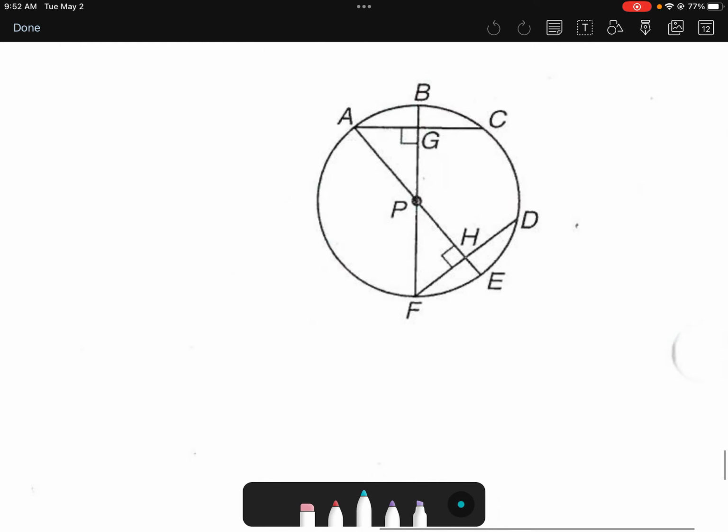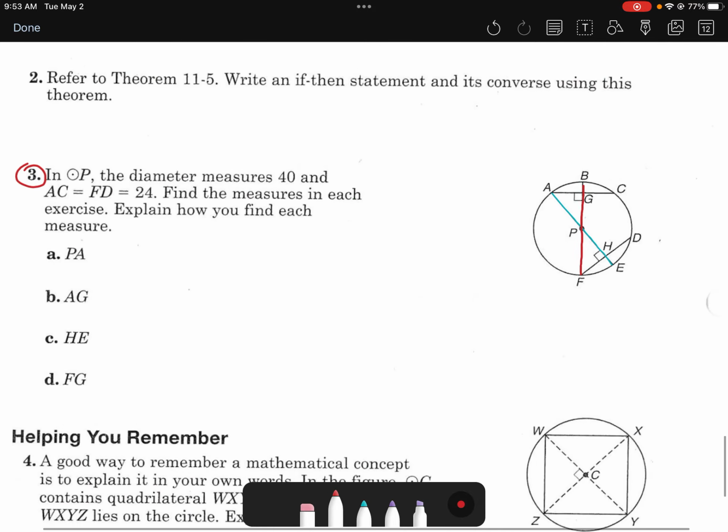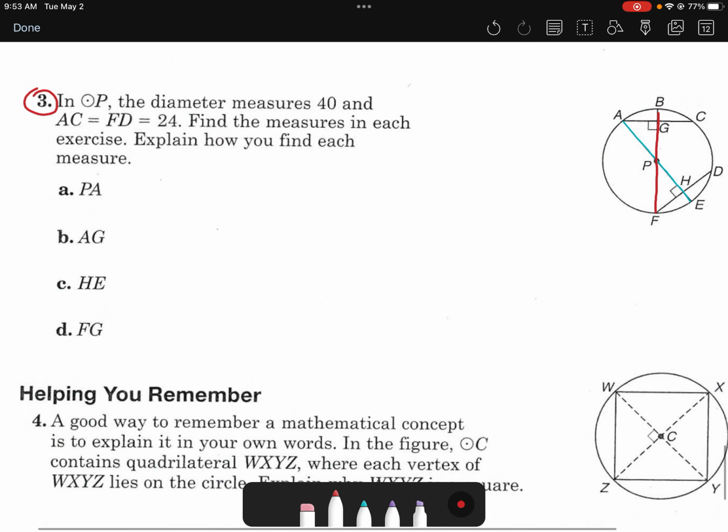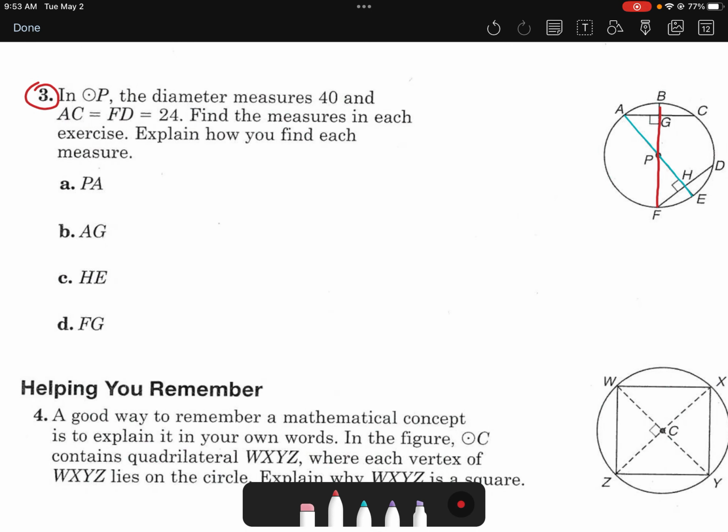I may end up erasing this in a second, but that blue segment is a diameter, so that's 20. This red segment is a diameter, so that's 20. Oh, I'm sorry, it's 40. So the radius would be 20. Diameter is 40 in each of those cases.